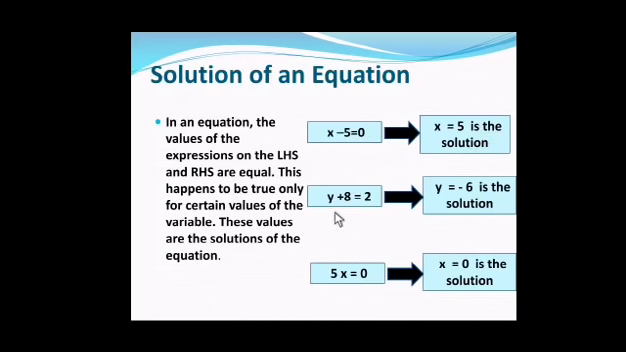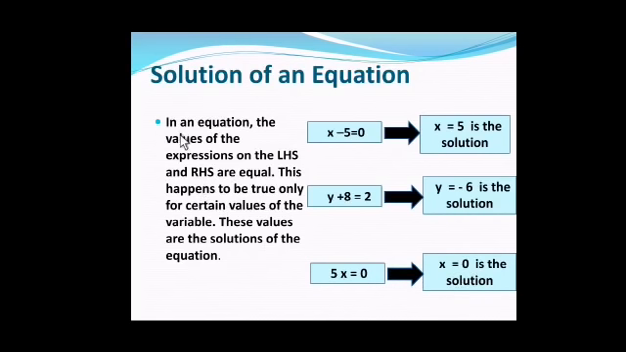Similarly, in second example, y plus 8 equals to 2. In this, for what value of y, LHS will be equals to RHS? For y value to be minus 6, because minus 6 plus 8. 8 minus 6 is 2, means equals to RHS. So, what is y equals to minus 6? It is the solution of this equation. Third one, 5x equals to 0. For what value of x, LHS will be equals to RHS? Is it 0? Yes, because 5 into 0 is 0. So, x equals to 0 is its solution.